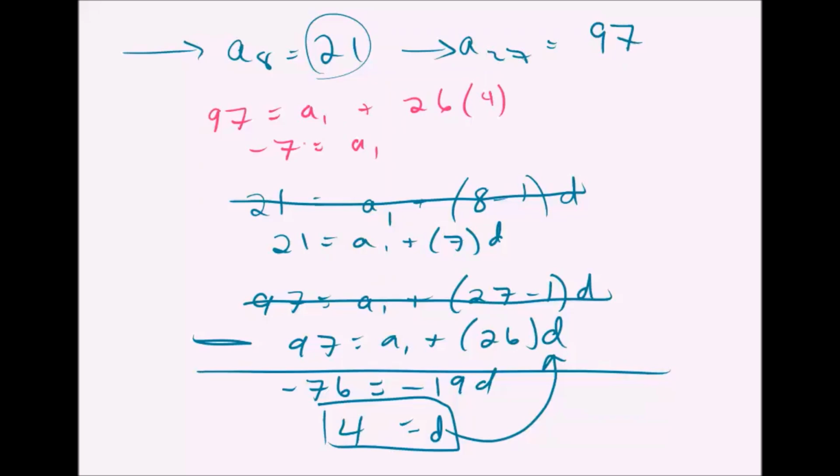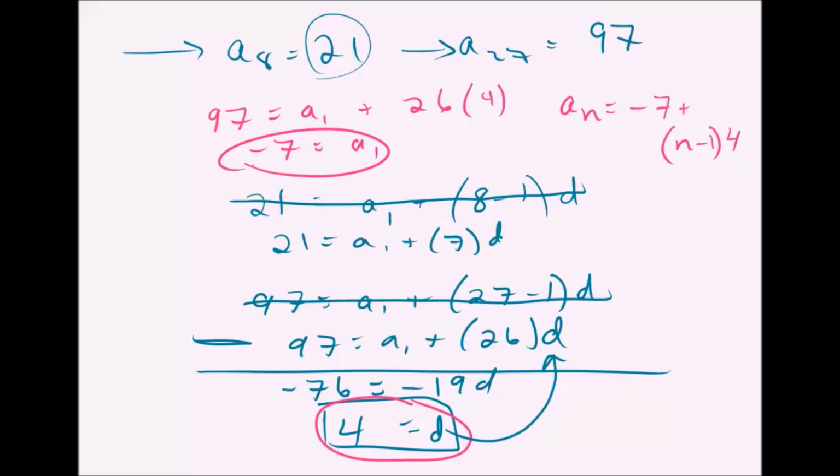Now, we pretty much know everything about this equation now. We know a1 and we know d. So now we can just go ahead and plug in the information. We have a sub n equals negative 7. Just plug it into the original equation, plus n minus 1 times 4. And we were able to do that because solving the system of equations, we were able to find what d was, and what a1 was, which is all you need to write an arithmetic sequence.